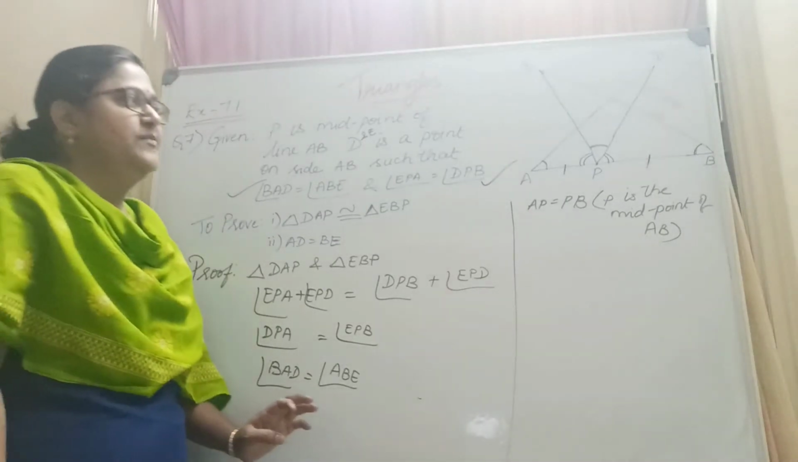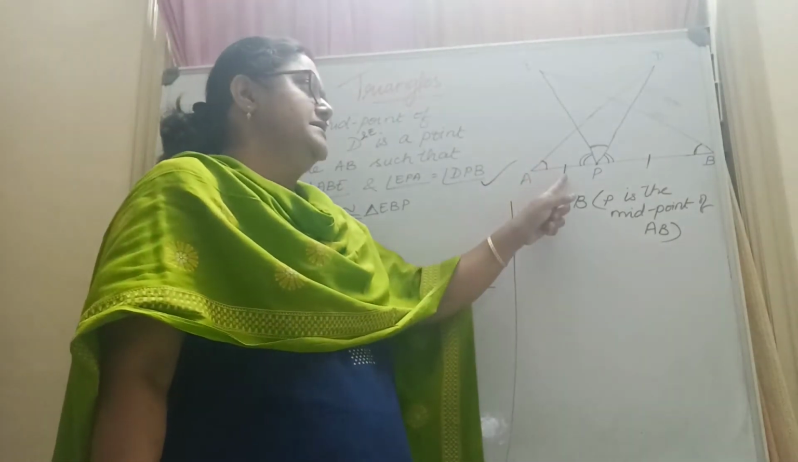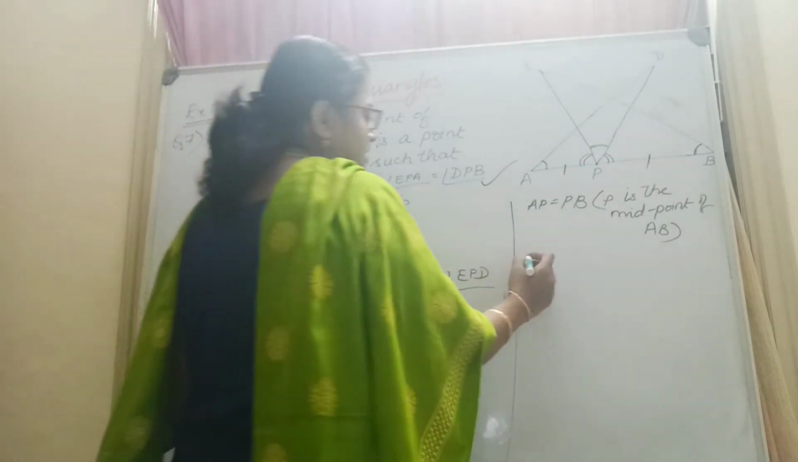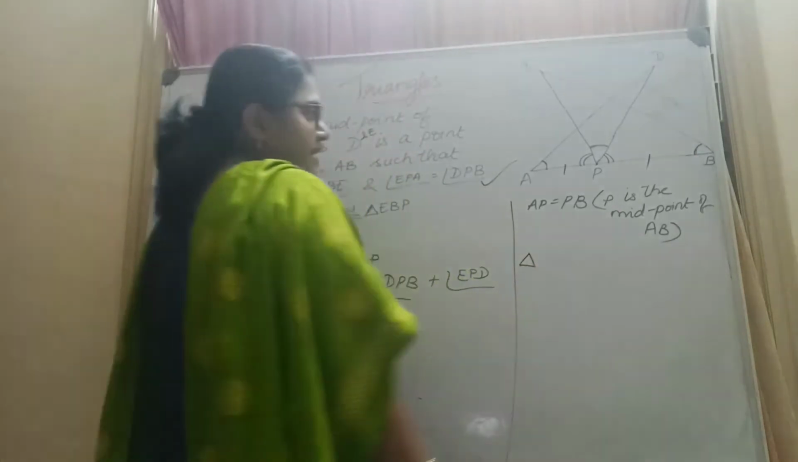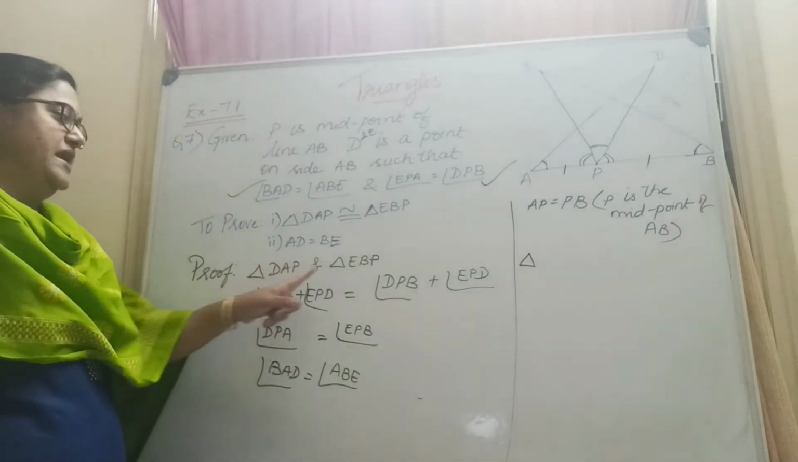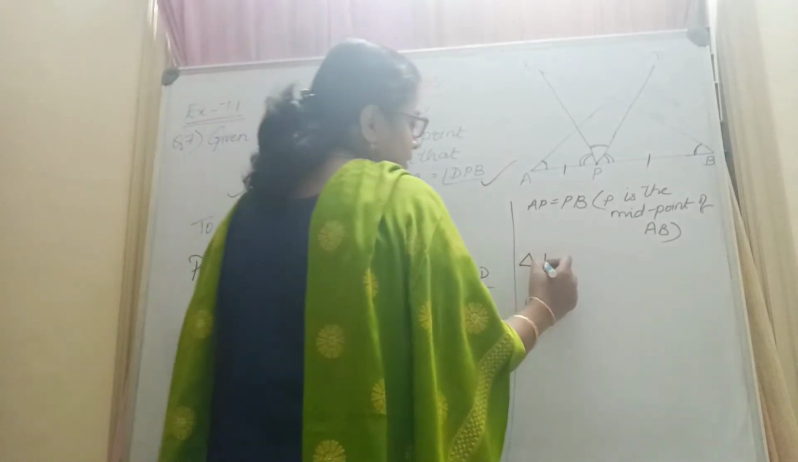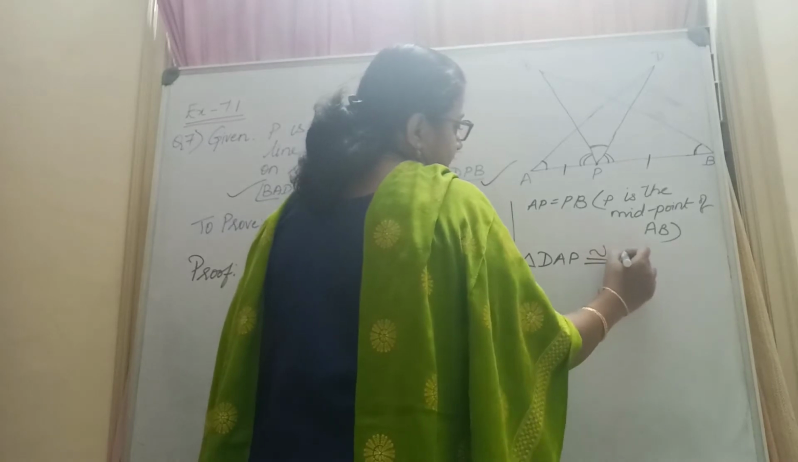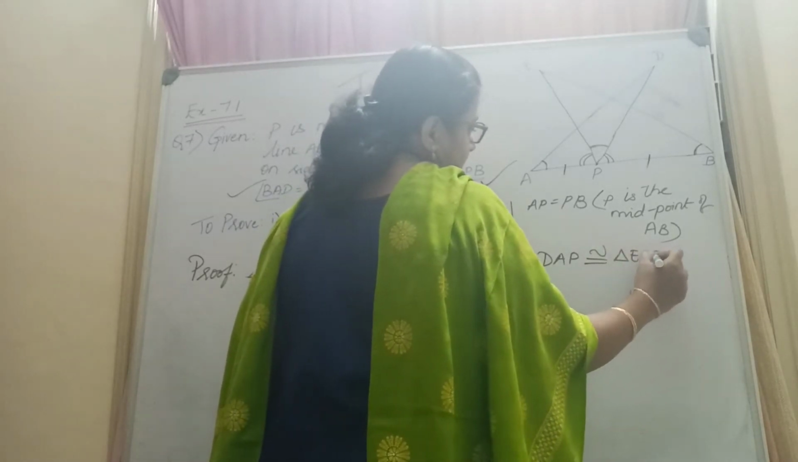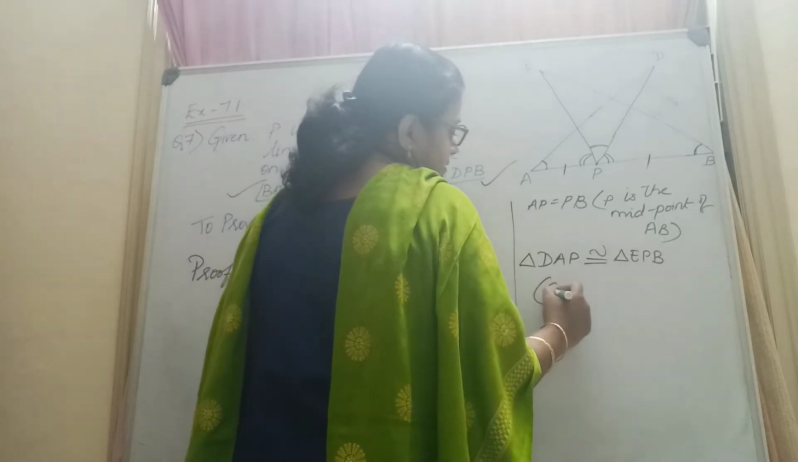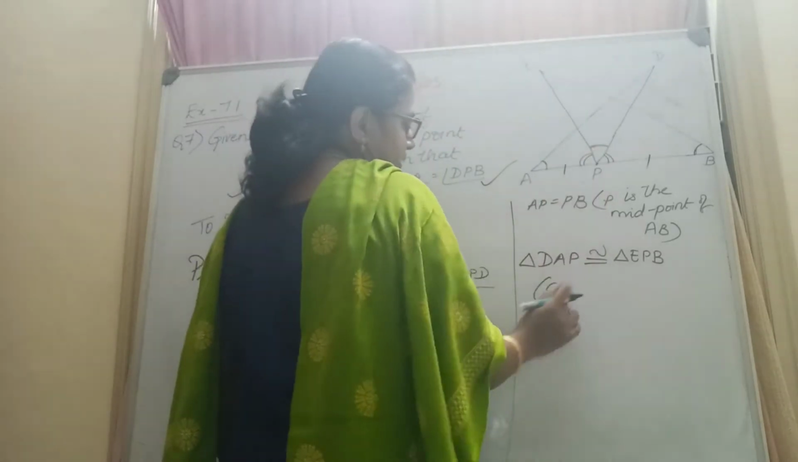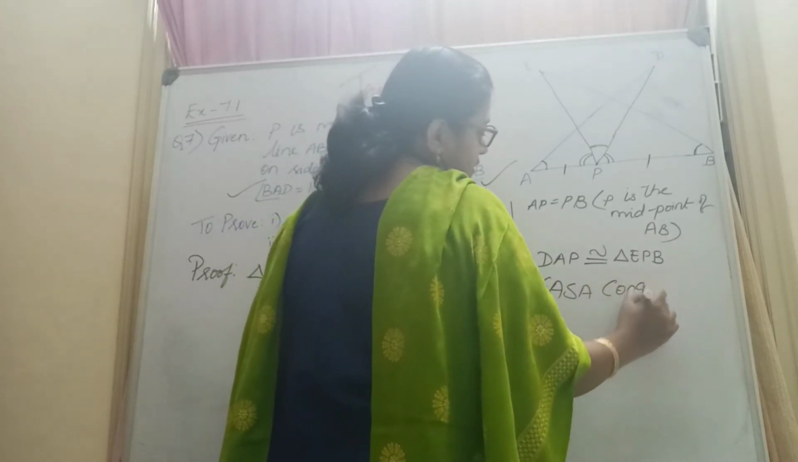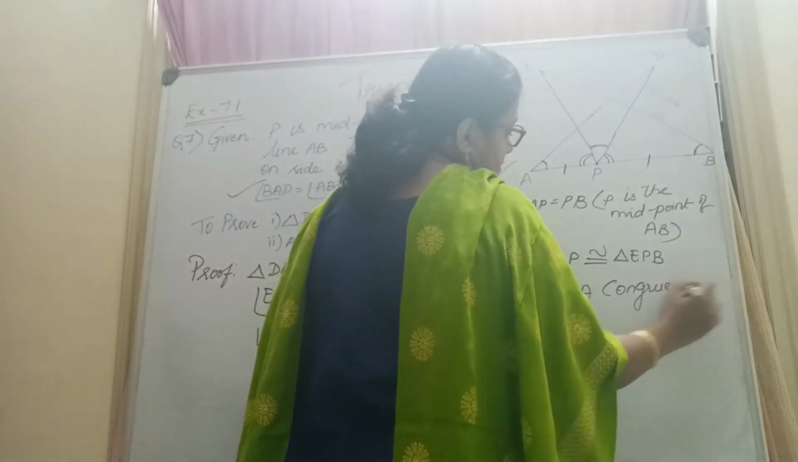Okay. Now, which are the three informations taken into consideration? Angle, side, angle. Right? So, both the triangles are congruent. Which two triangles? Triangle DAP is congruent to triangle EPB. Angle, side, angle congruence rule. Both the triangles are congruent to each other.